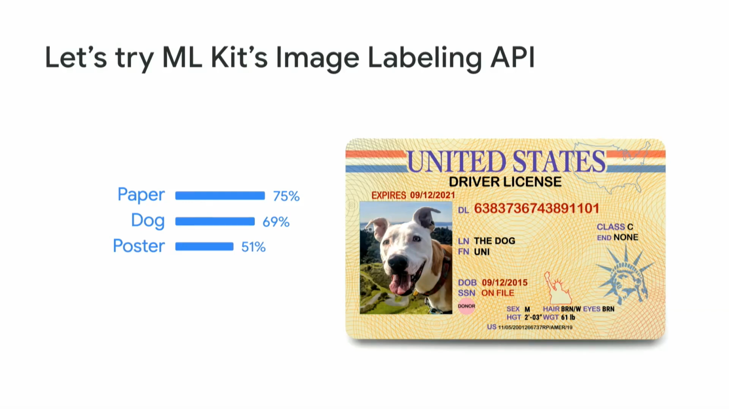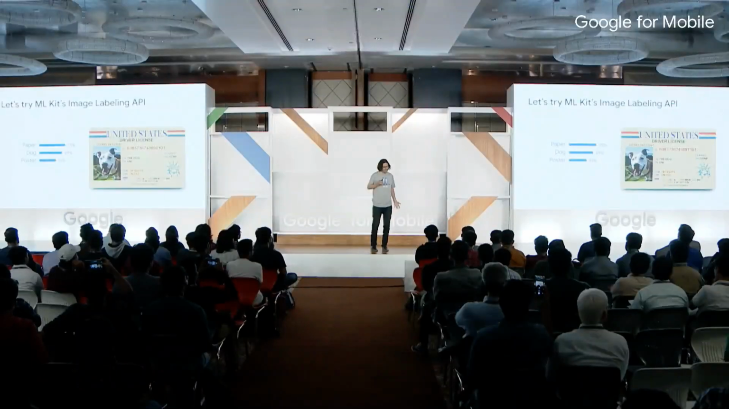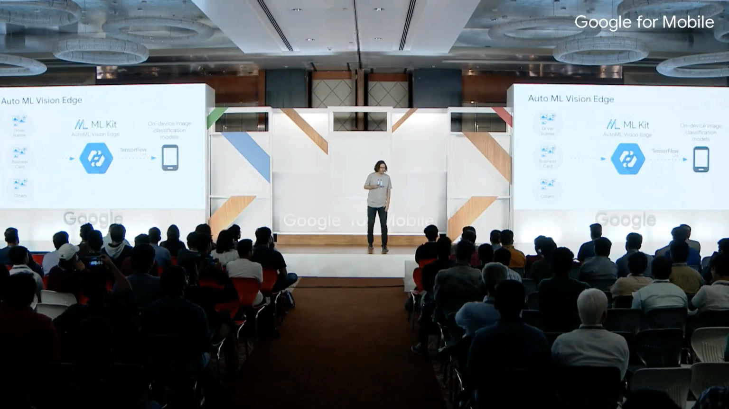Well, let's try one of the base APIs of MLKit. So let's try the image labeling API. Well, this is Uni's driver's license. And we get a label of paper, dog, and poster. Doesn't really help me at all. So, okay, I guess we need to build our own model.